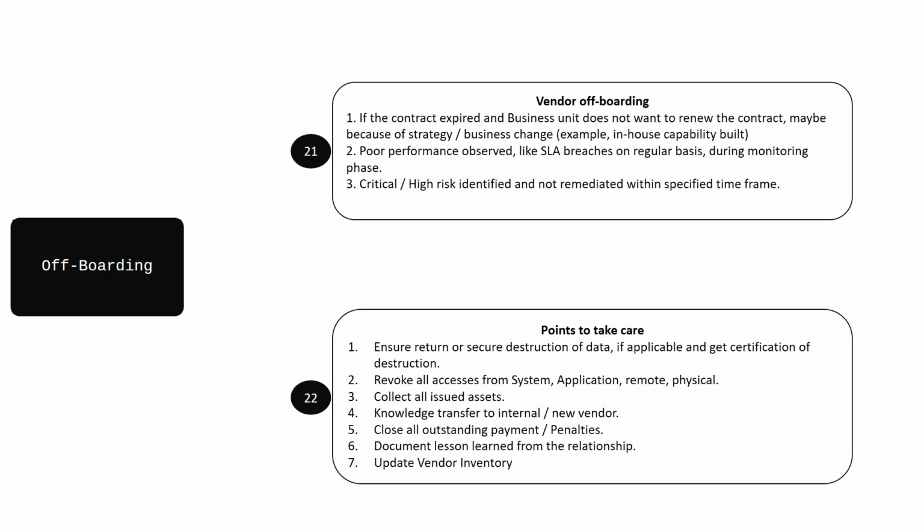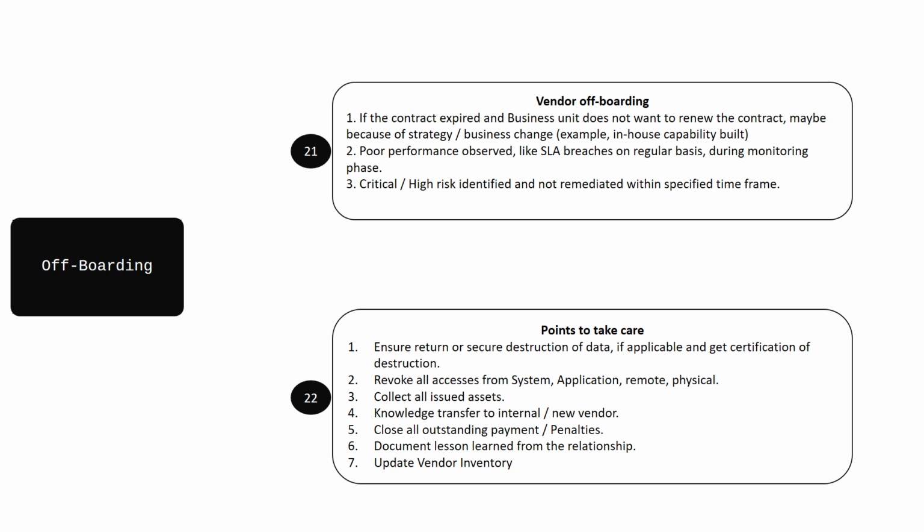During offboarding, there are several important actions to ensure a clean and secure exit. Ensure the return or secure destruction of data, and obtain a formal certificate of destruction. Revoke all vendor access, whether system, application, remote, or physical. Recover all issued assets such as laptops, access cards, or devices.